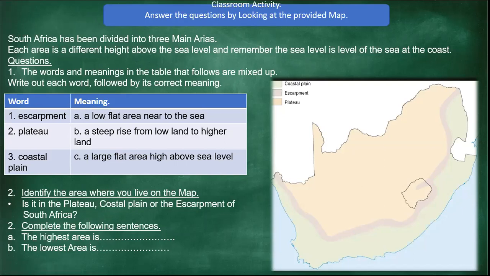Ma'am, can you hear me? Yes, I can hear you clearly. The lowest area is the escarpment, ma'am. No, my boy, that's not correct. Look at the map. It's the coastal plain, ma'am. Yes, it is the coastal plain. On the group chat, Bunono says it is the coastal plain as well. That's correct. Let's move to the next question.